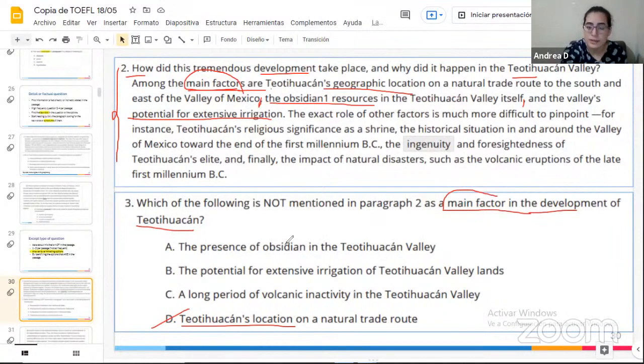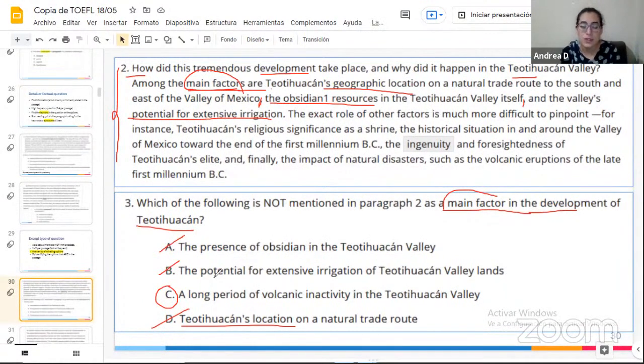So what do you guys think the answer is? Oh, I think it's C. C. Good. A long period of volcanic inactivity in the Teotihuacan Valley. That's perfect. That's right. Because B is also mentioned here, extensive irrigation, and A, obsidian resources, is also mentioned there.